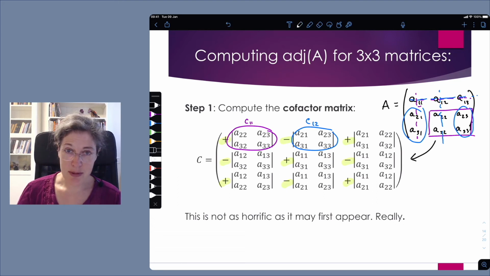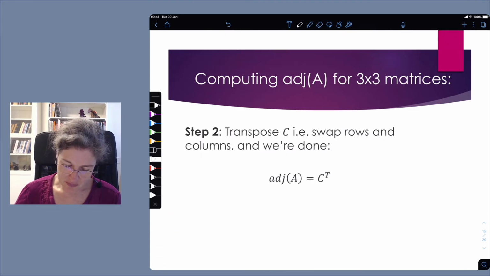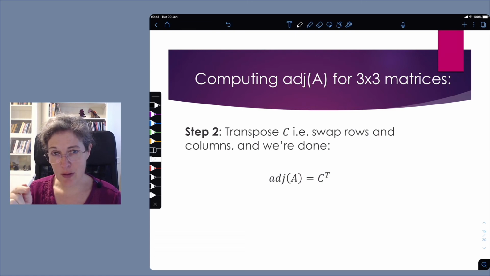Let's do one example. I'm going to just finish up how we find the inverse from this, and then we'll do the example. Once you've found the cofactor matrix, that's not quite the adjoint. The adjoint is the transpose of that, which means you swap the rows and columns. So we'll see what that looks like as we do this example.